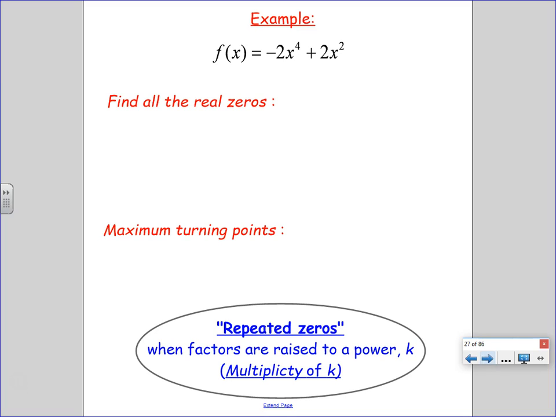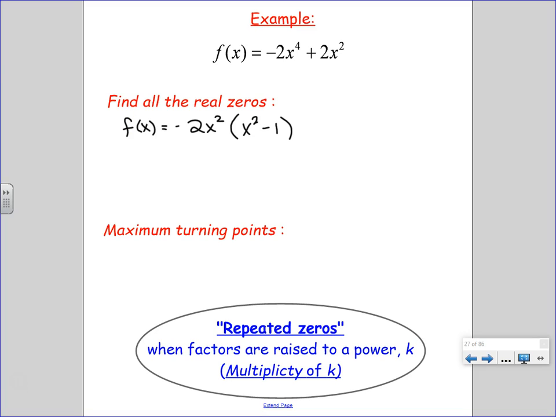We have a function. Why did I say finding the zeros is just the beginning? What do you notice about this function? It's not hard to factor because all you do is take out the greatest common factor of negative 2x squared. Now, is this a quartic? Yes, a polynomial with a degree of 4, like 4 quarters in a dollar. But factoring, careful, check it.